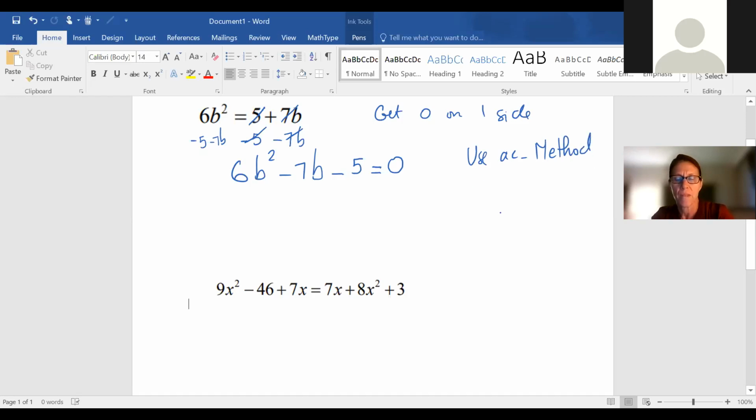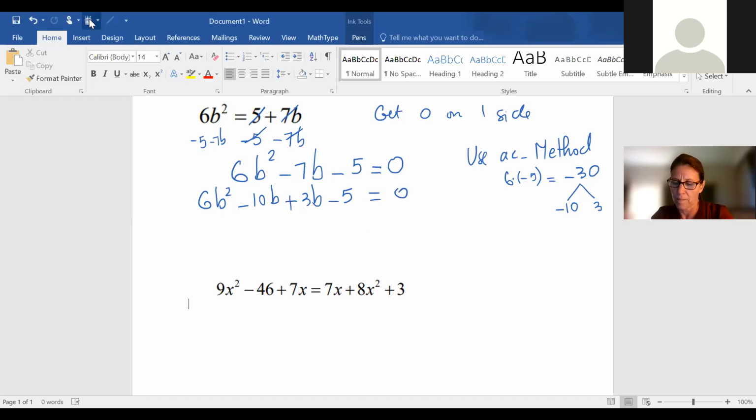For the AC method, you first multiplied 6 times negative 5, which is negative 30. The factors of negative 30 that get us to 7 are negative 10 and positive 3. So you would have 6b squared minus 10b plus 3b minus 5 equals 0. That is correct.